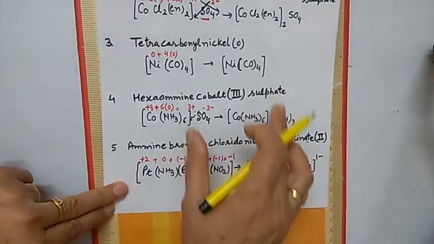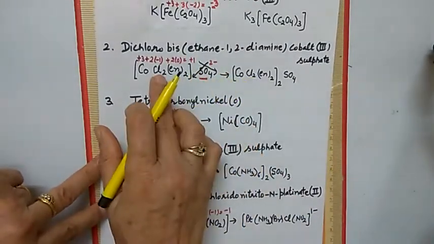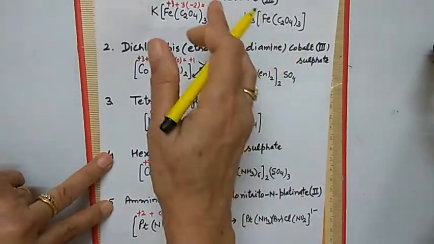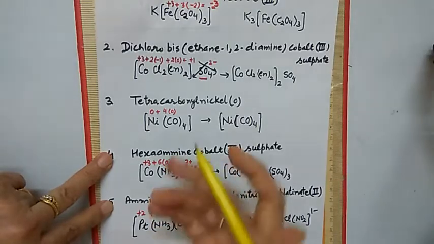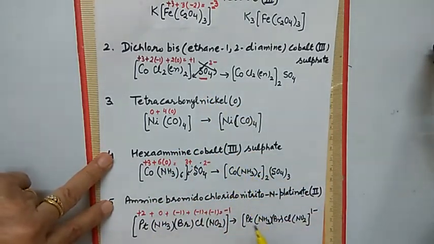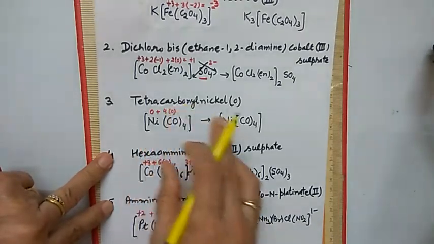So this way, in a very systematic manner, you can write the formulas if names are given. So you can go through the video again so that you can follow the things which are not clear to you, and I hope you will understand how to write the formula when the name is given.